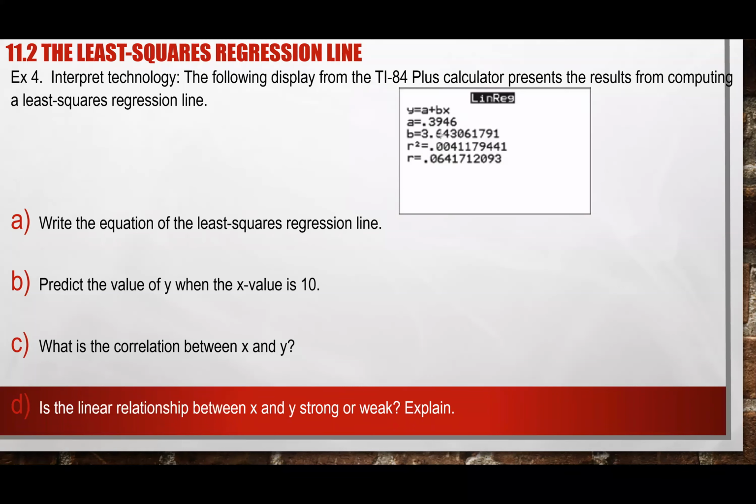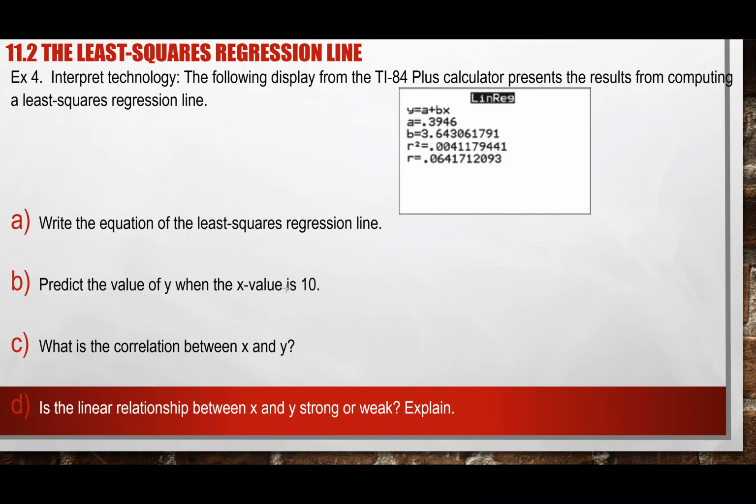Looking at this output, can you write the equation of the line? Can you predict the y value if we have an x value? Can you tell me what the correlation coefficient is between x and y? And is the linear relationship between them strong or weak?